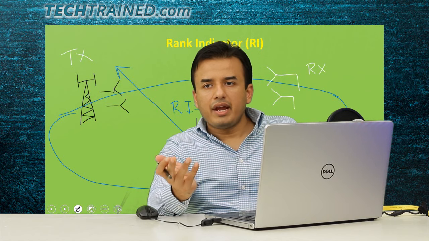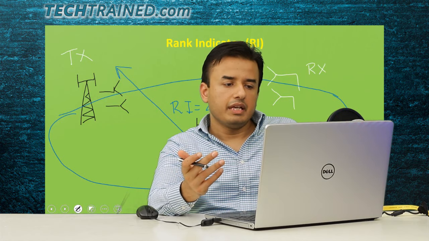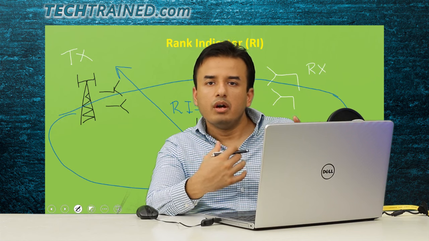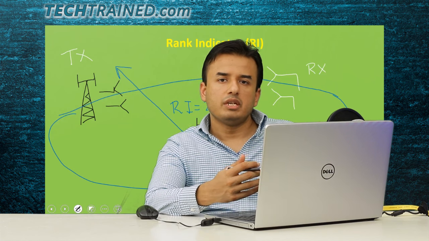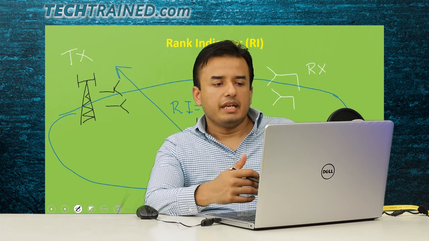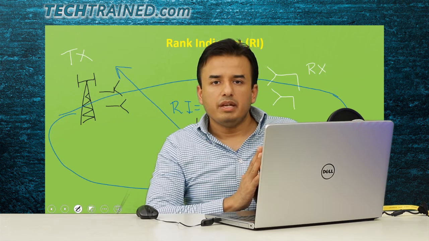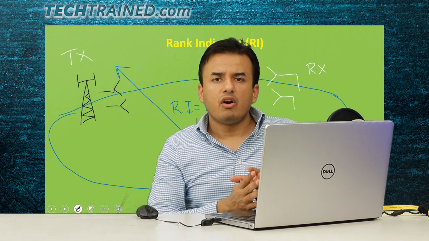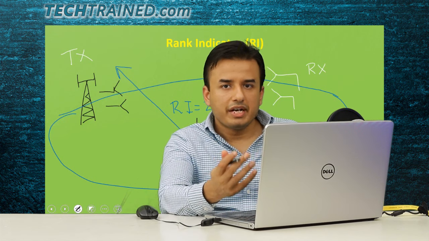The UE keeps on sending rank indicator values to the E node B. It's up to the E node B to make a decision to send either two streams of information or one stream of information. But the idea here is that the UE is always telling the E node B, wherever it's standing, how many streams of information it is ready to receive.